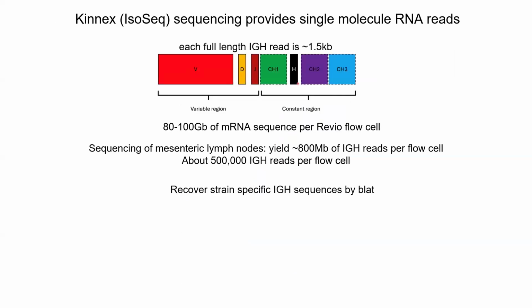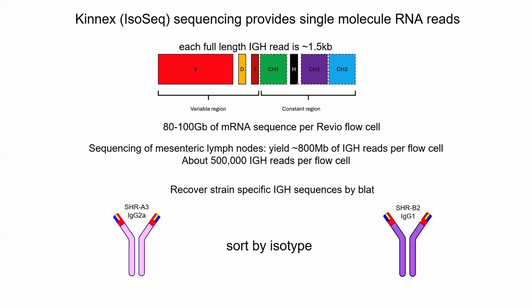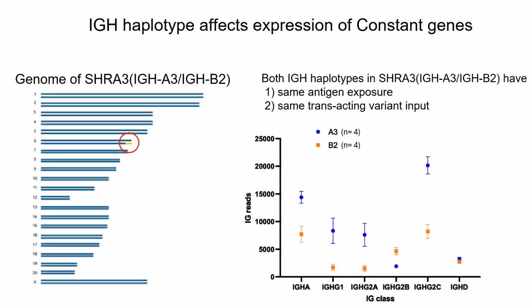So our approach to investigating this is to use Iso-Seq, because we can't look at expression in this locus using short-read RNA sequencing. The transcripts are about 1.5 kb, and we can capture all of the variation in individual transcripts. And we're using the high-throughput Revio flow cells to do this. We get about 800 megabases of IgH reads, so about 500,000 IgH reads per flow cell. And because of sequence variation between the two haplotypes, we can sort these by haplotype of origin. We can also sort them by the isotype that's present. So we can separate essentially all of the immunoglobulin reads into the different classes.